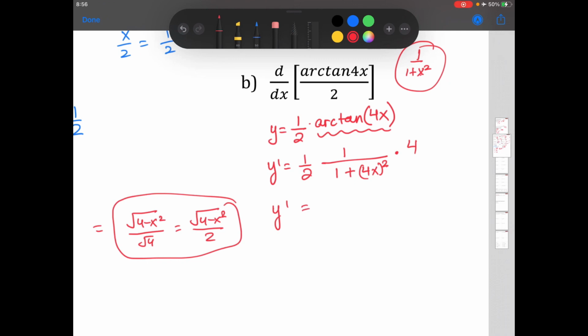Let's simplify this. I get this cancels out, so I'm left with 2 in the numerator. So 2 over 1 plus 16x squared. So there's not much to do except for the algebra that can get crazy. Other than that, just know your rules, write them out, and they're very similar to each other.